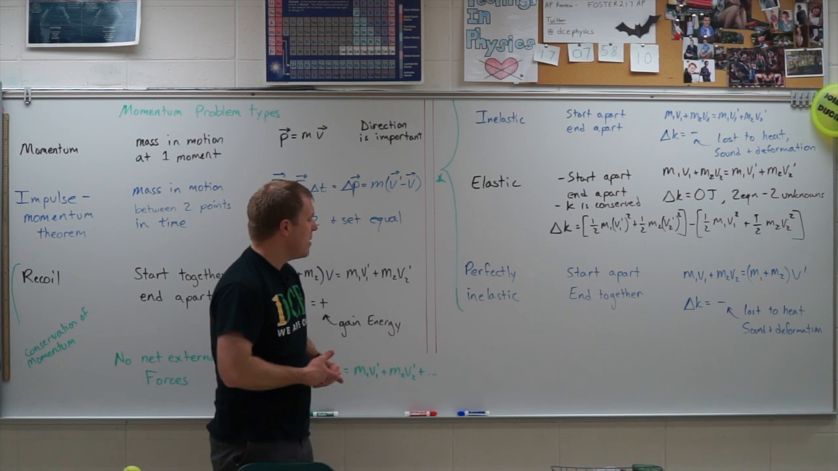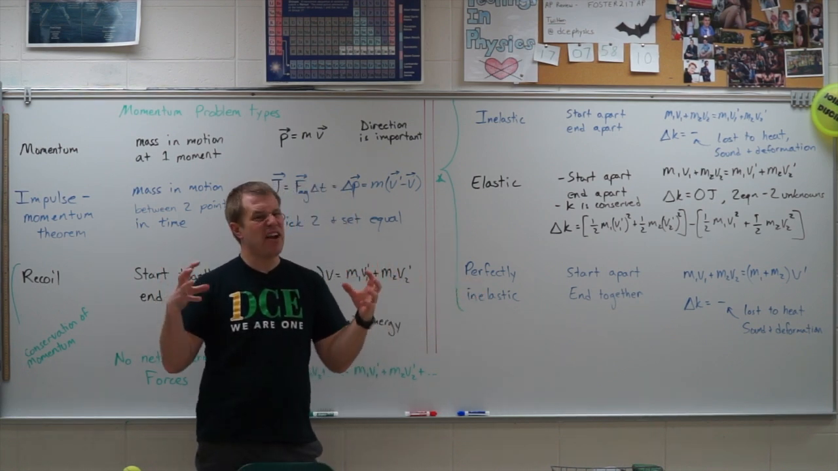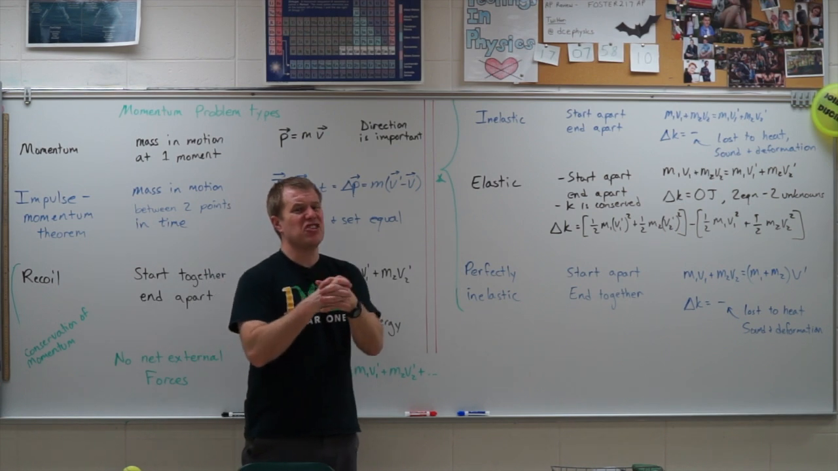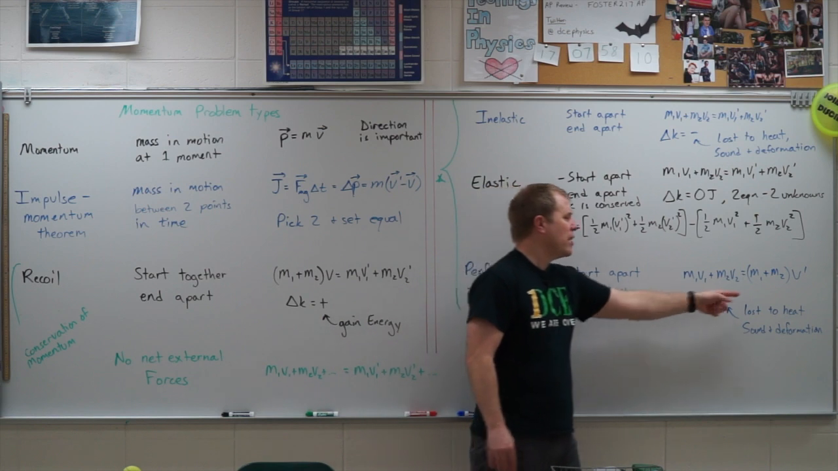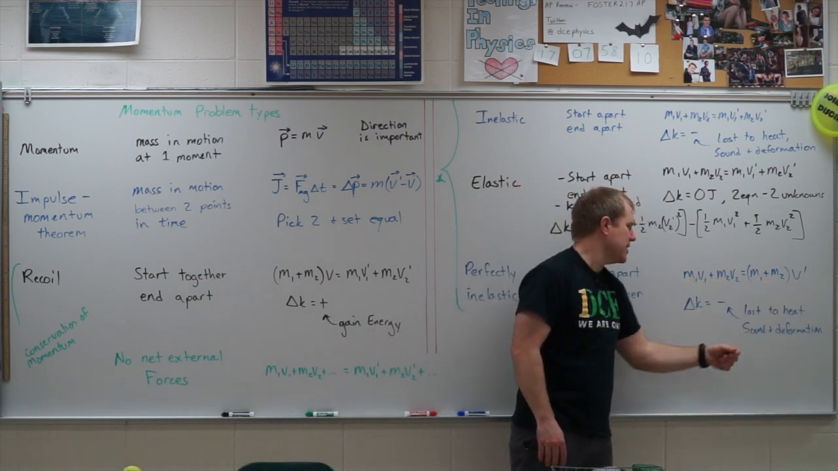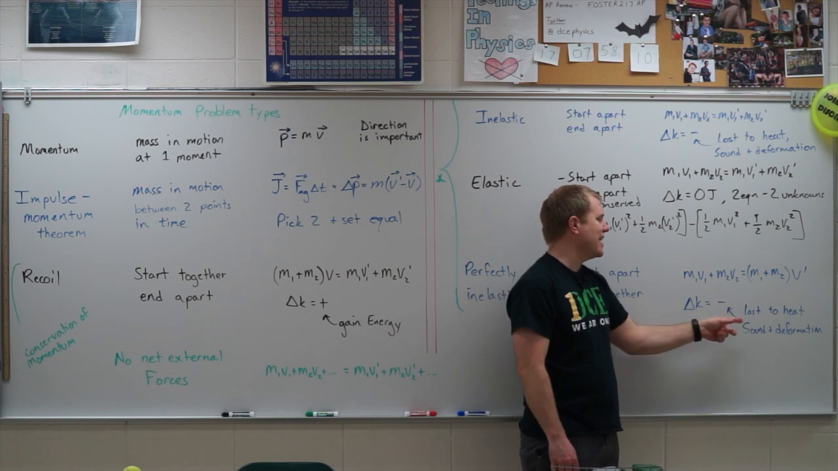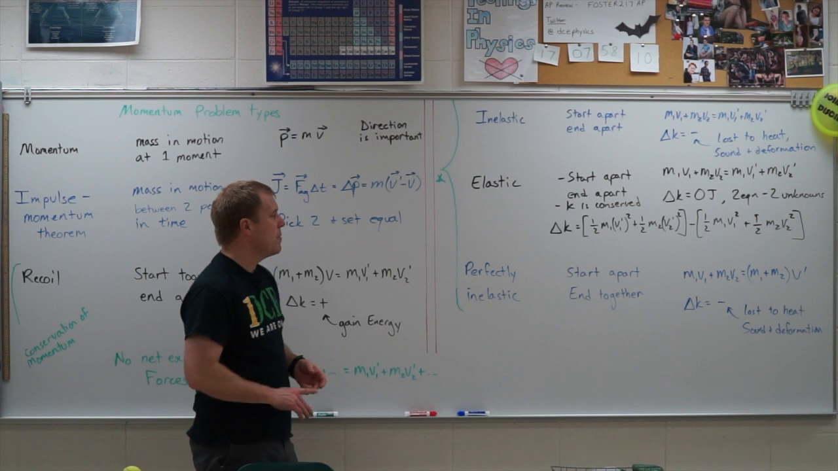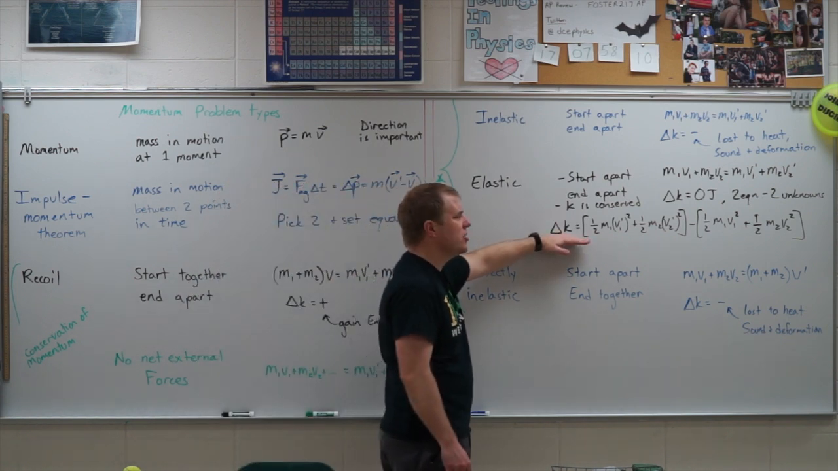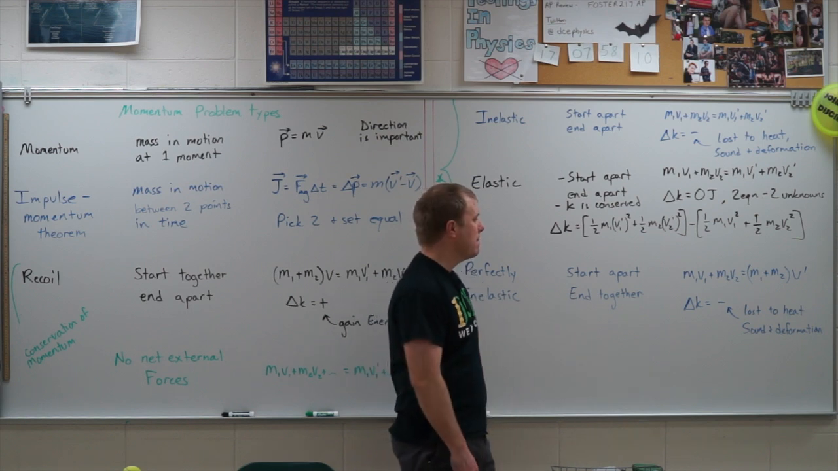And then the last type on this sheet, the perfectly inelastic collision. This is where they are very inelastic, meaning they don't bounce at all, they just stick. And so they start apart and end together. So we have a common final velocity there. And energy is lost. So the change in kinetic energy should come out to be a negative number. So we lose some to heat, sound, or deformation. And here is our change in kinetic energy equation. You can write it in the elastic one, or you can write it down at the top or bottom.